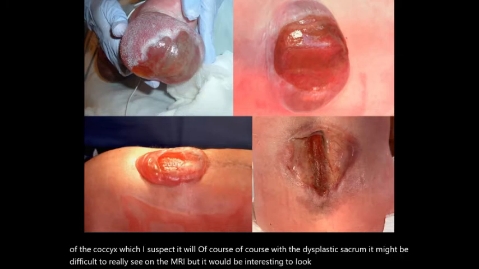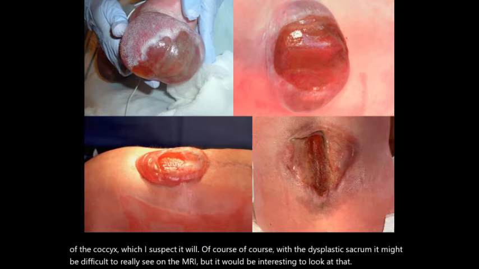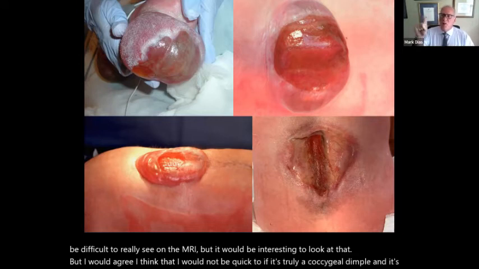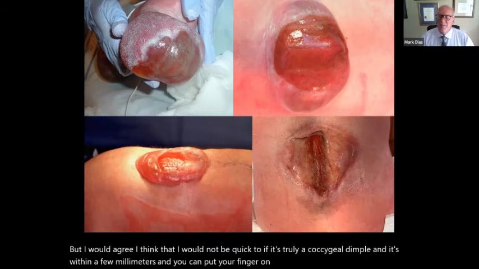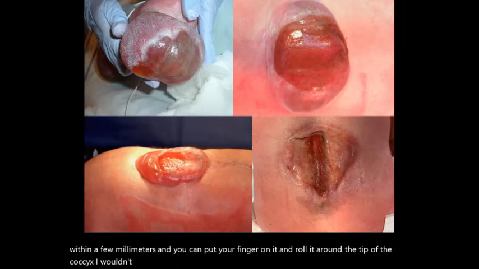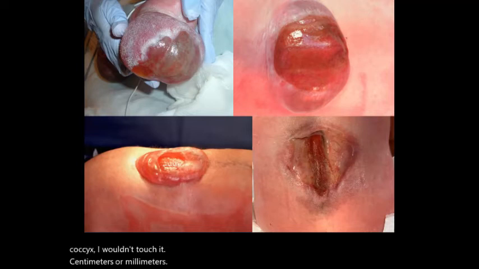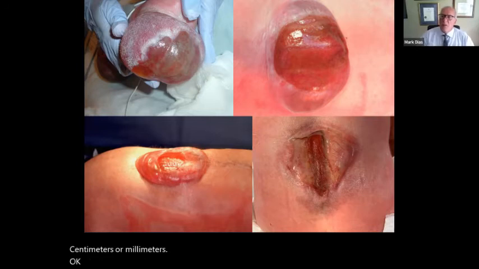Okay, sir. Thank you very much, sir. Thank you. But I would agree. If it's truly a coccygeal dimple and it's within a few millimeters and you can put your finger on it and roll it around the tip of the coccyx, I wouldn't touch it. Okay, sir. It was definitely 2 to 3 centimeters away from the anal verge, as you told. So centimeters or millimeters? No, sir. It's almost 2 centimeters proximal to the anal verge. Okay, less than 1 inch.